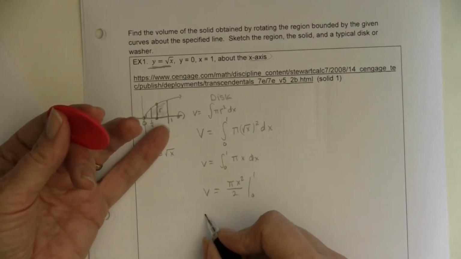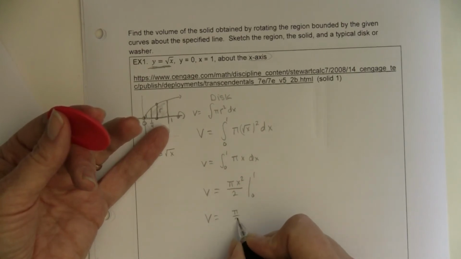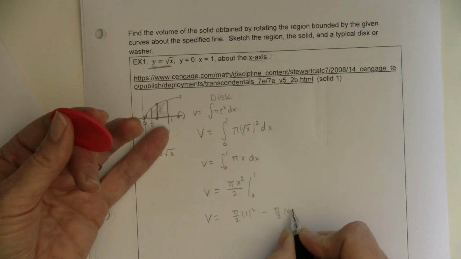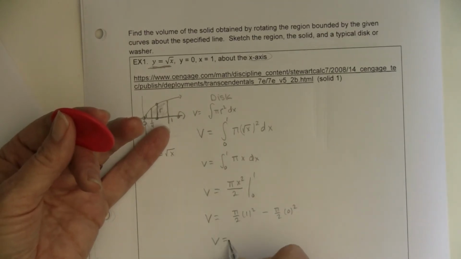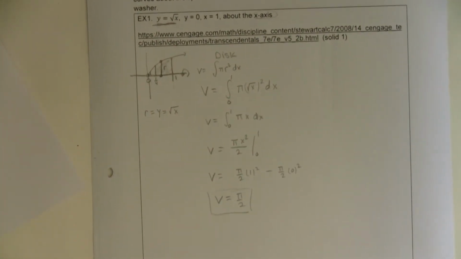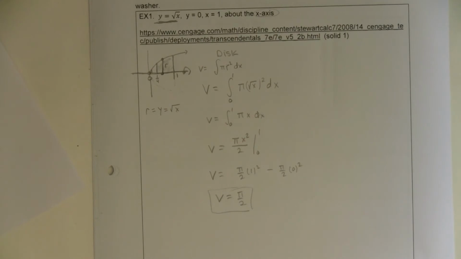So when I plug in here, this is pi over 2 times 1 squared minus pi over 2 times 0 squared. So my volume is pi over 2. There. And so we did a lovely job on that. So that's that first example.